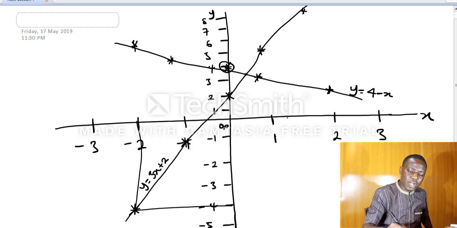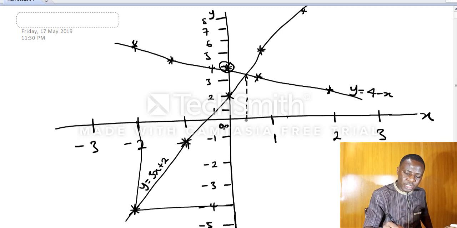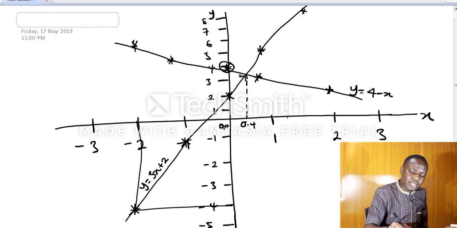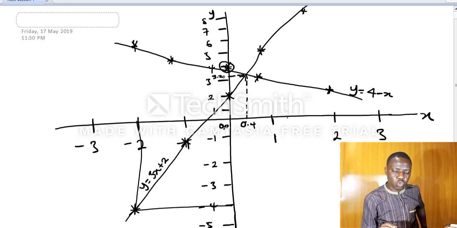That gives you, at this point, your solution. So trace this down. Where it touches the x-axis gives you the value. For this, I may take this to be approximately 0.4, while from here you take it this way, and this can be said to be approximately 3.2.